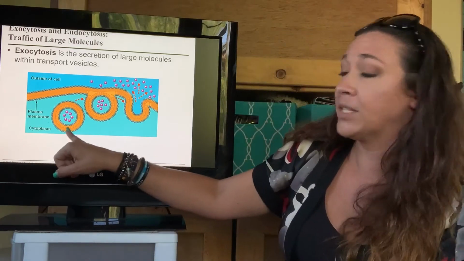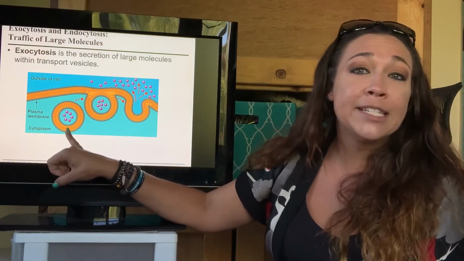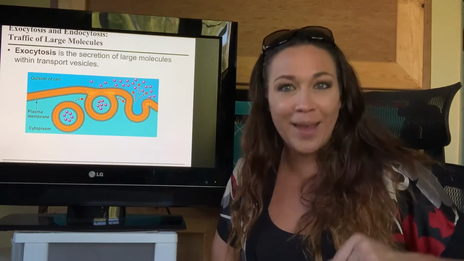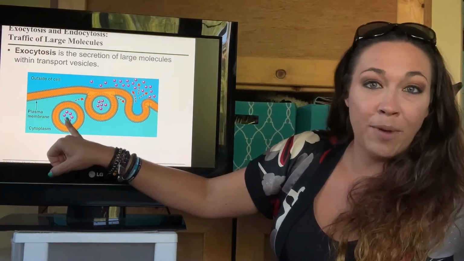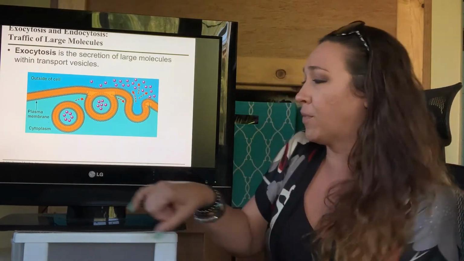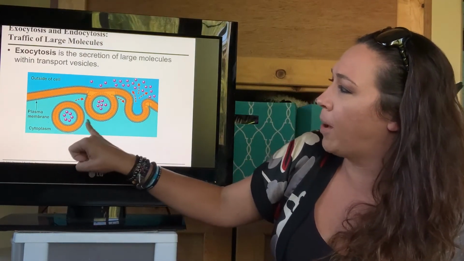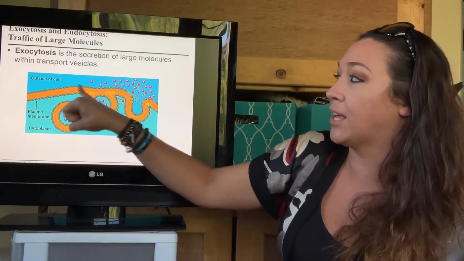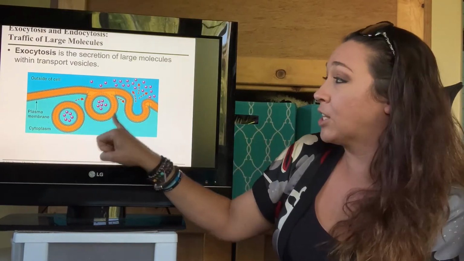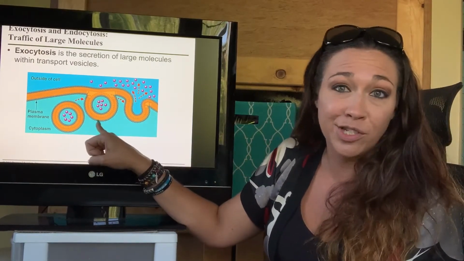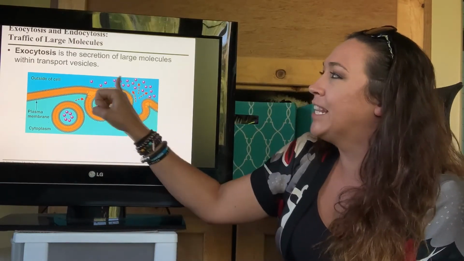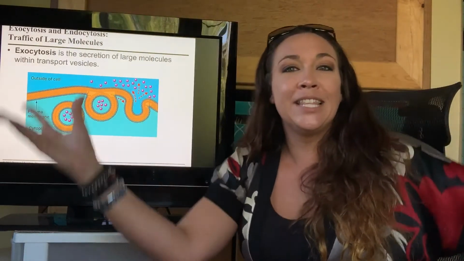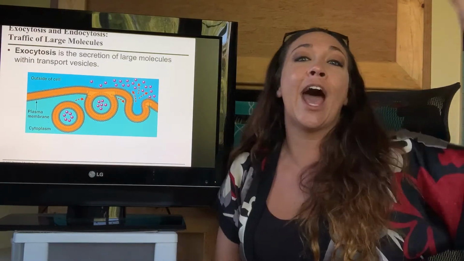So that's what this is right here. This is a little transport vesicle, and it's taking a protein that we just made and making it leave the cell. So inside our transport vesicle we have our little protein molecules. That vesicle is going to come up to the outside of the cell membrane. It's going to attach to the cell membrane because they're all just phospholipids, right? And then it's going to open up, releasing these molecules, whatever they are, to the outside of the cell.